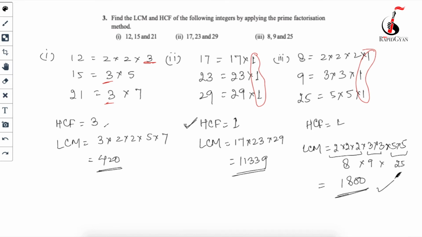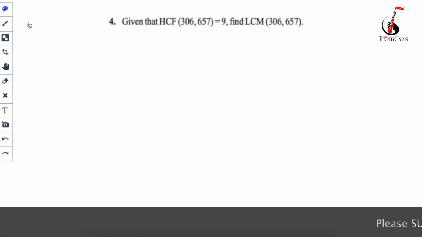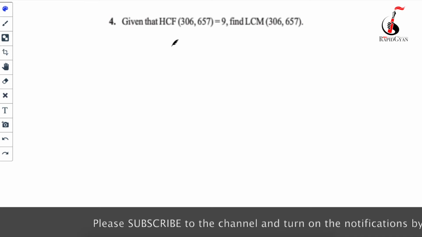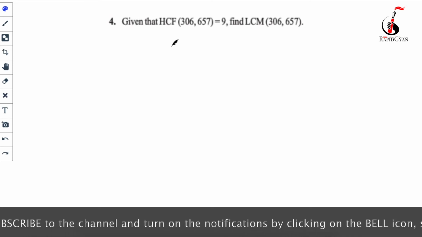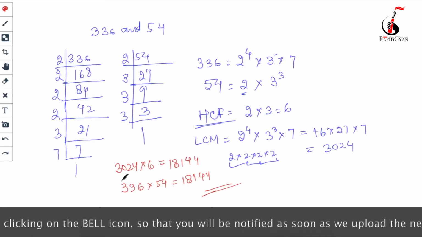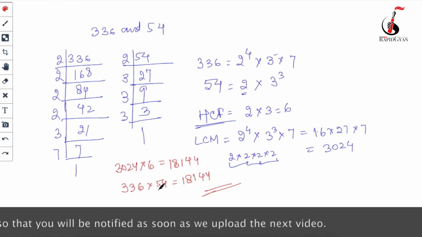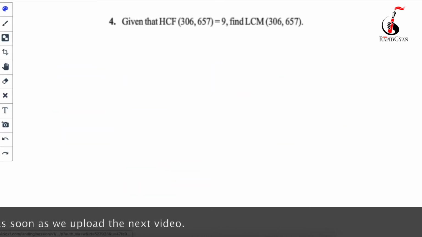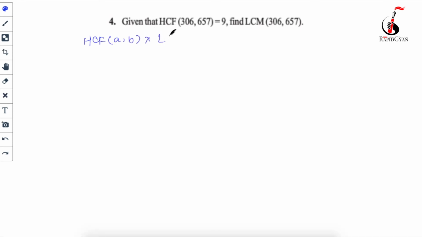Let's go to the next question. Your next question is, given that the HCF of 306 and 657 is equal to 9. You remember the formula which we used in the previous question, that the LCM multiplied by HCF is equal to the product of the same numbers. So here we are going to use the same formula. The HCF of two numbers A and B multiplied by the LCM of the same numbers A and B is always equal to A times B. We are going to use this formula to find the answer.